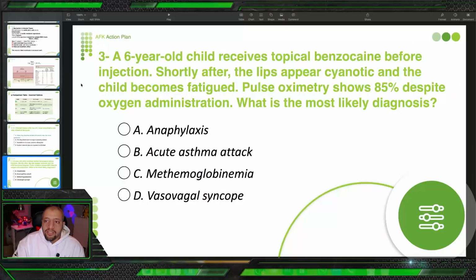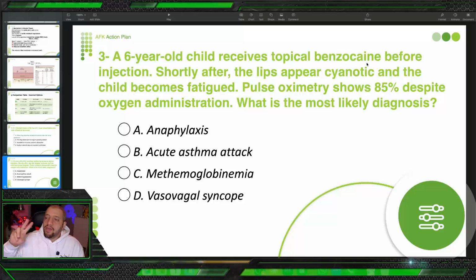Next question. A 6-year-old child received topical benzocaine before injection. Shortly after, the lips appear cyanotic and the child became fatigued. Pulse oximetry showed 85% despite oxygen administration. So we have a mystery here. You have a child who did receive topical anesthesia, benzocaine. And just to make it easy for you.